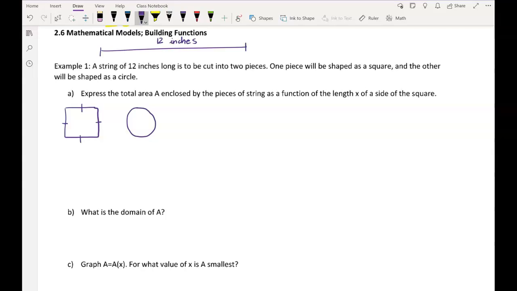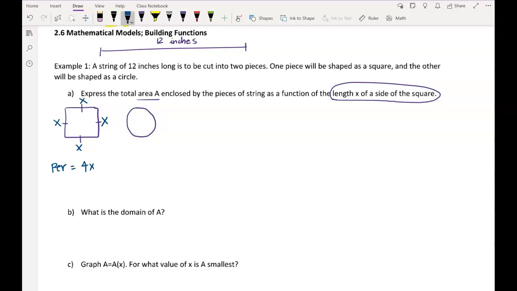Example 1A: express the total area, now called A, enclosed by the pieces of string as a function of the length x of a side of the square. So for every single variable, make sure you understand what it is assigned to. Each x is a side of the square. As you can see, the perimeter is now 4 x's, because perimeter is adding up the sides. So currently, we're using 4 x's for the perimeter.